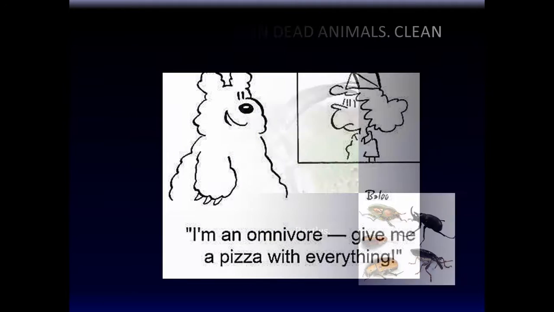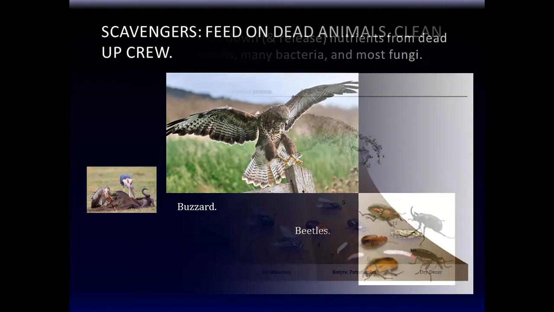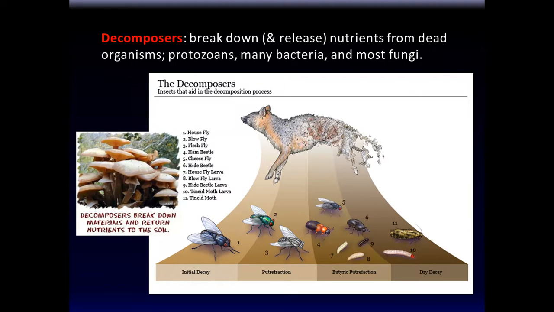Pizza with everything. That's an omnivore. So that's it. Scavengers feed on dead animals. They're like the cleanup crew of the environment, right? And there are different types of scavengers. See, there are beetles and this and that. They eat dead stuff, right? And look at this, okay?